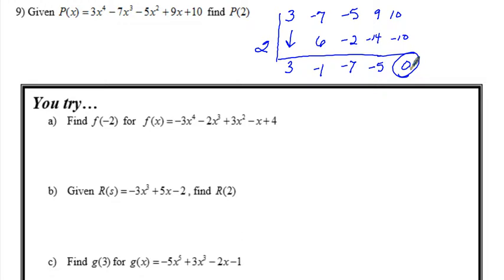Go ahead and pause the video and work on A, B, and C in the You Try section, and then play it to see if your work matches. If you don't get the same answer as I do, go ahead and check and see if you made a negative sign error or if you didn't bring the first term down. Those are usually the two things that folks mess up. Go ahead and pause and attempt A, B, and C.